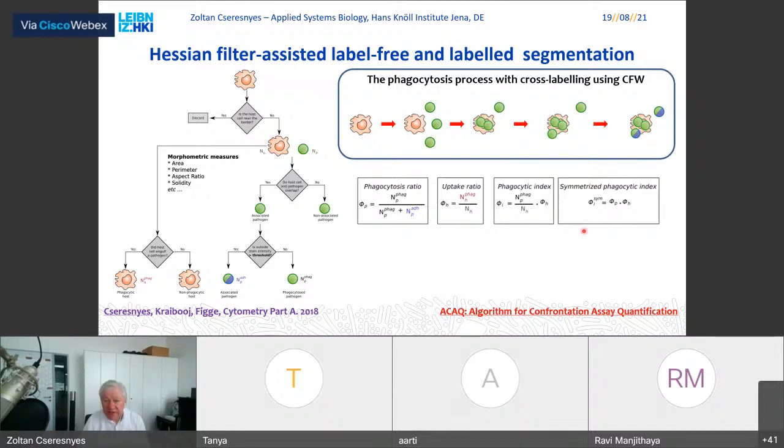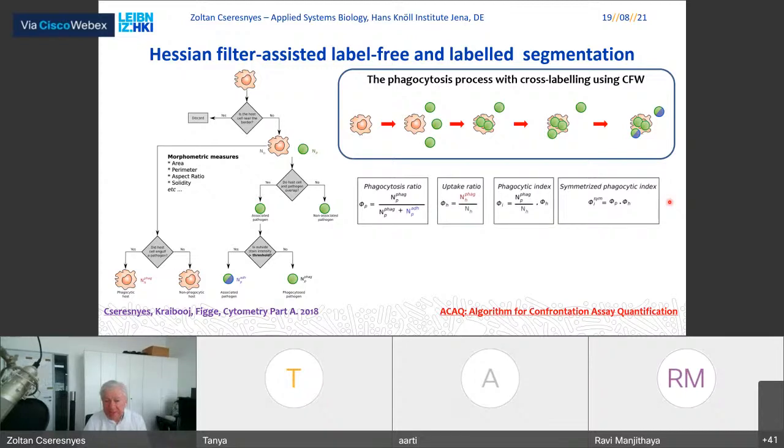And finally, the symmetrized phagocytic index, which is simply the multiplication of the first two measures, the phagocytosis ratio and the uptake ratio. The beauty of this symmetrized index is that it looks at the process from both the pathogens' point of view and the immune cells' point of view. How good are the immune cells and how vulnerable are the pathogens to being phagocytosed? This value is the one that we mostly calculate at the end of our workflow. And you will see in the afternoon how we carry out these calculations in JPipe, using either a Python plugin or JPipe's own calculation methods.